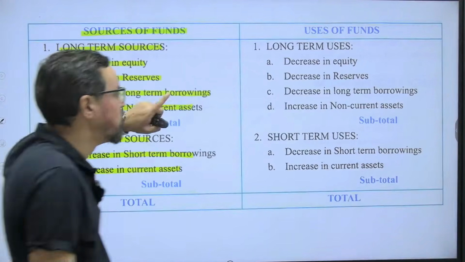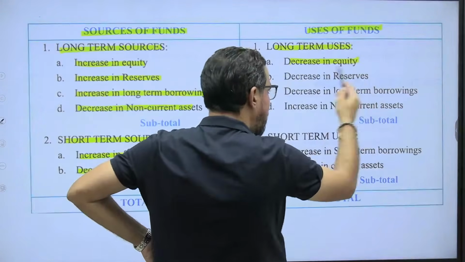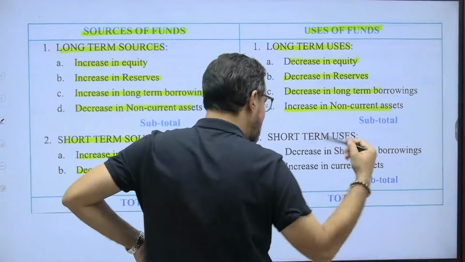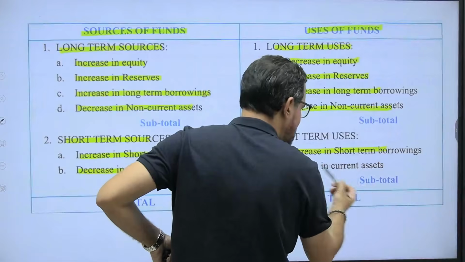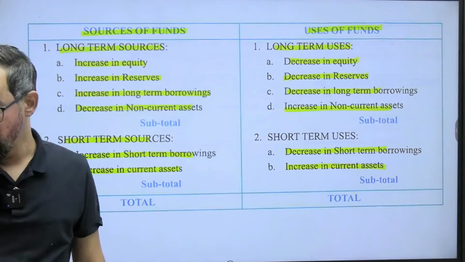When it comes to uses, the uses of funds long term: decrease in equity, decrease in reserve, decrease in long term borrowings and increase in current asset, and short term: decrease in short term borrowings and increase in current asset itself.